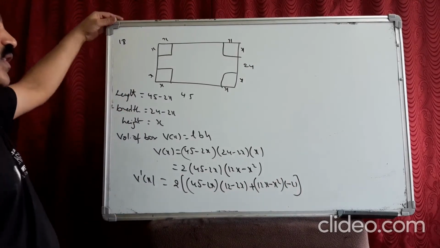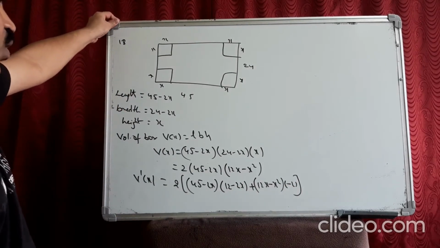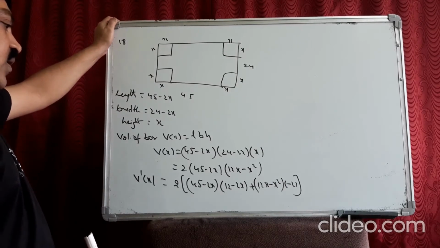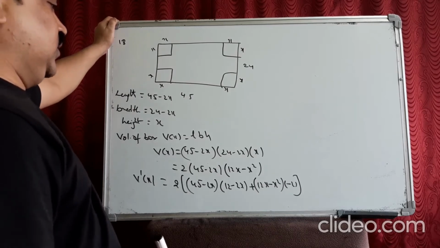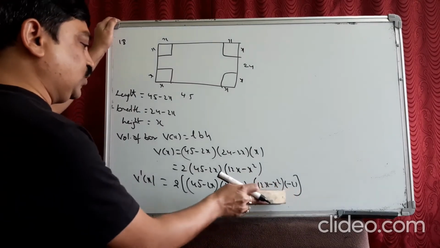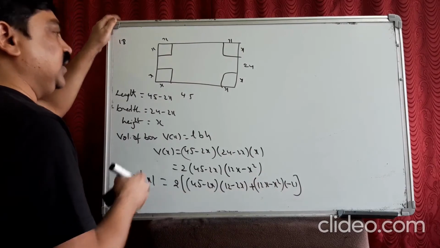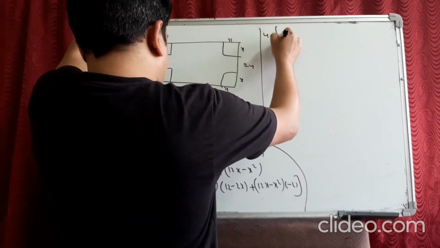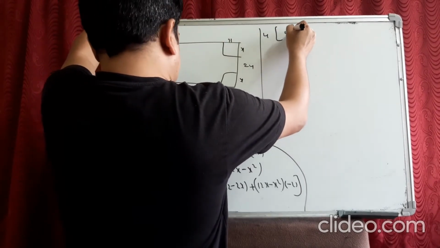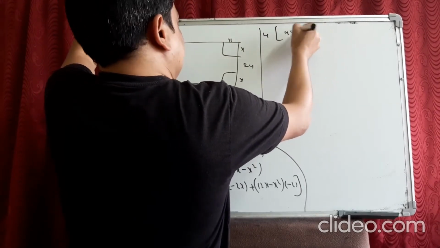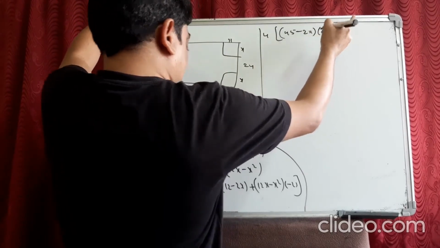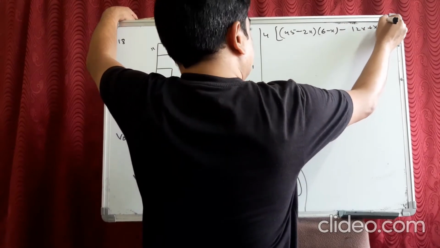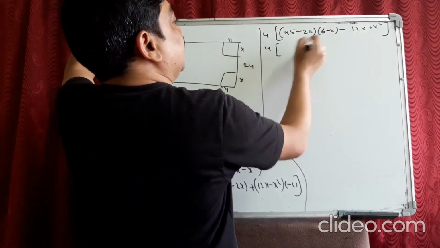Now what I want to do is I take the common thing whatever I can. I can take only 2 common. Let us take 2 common from here and also 2 common from here. Put it outside. It becomes 4. So it becomes 45 minus 2x into 6 minus x minus 12x plus x square. Now let us multiply this better.